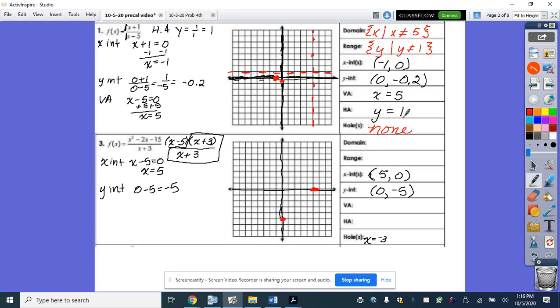Okay. And then I need to do my vertical asymptote. Do I have anything left on the bottom once I factor? And the answer is no, I do not. I don't have anything left on the bottom. So can I have a vertical asymptote if I have nothing left on the bottom? And the answer is no, I don't have one.